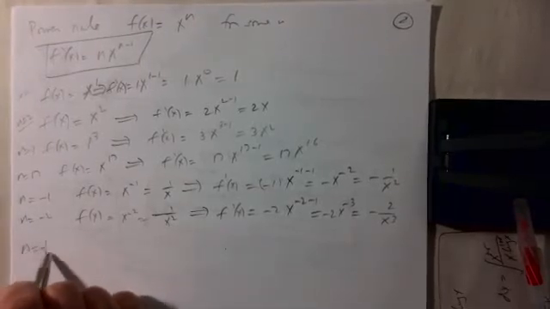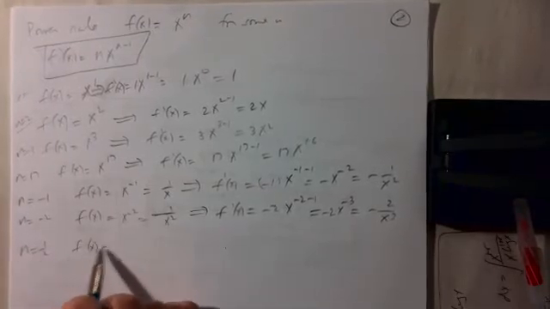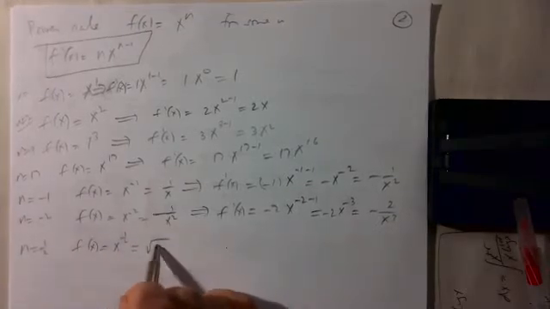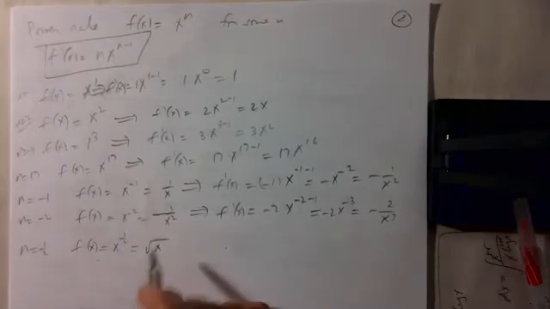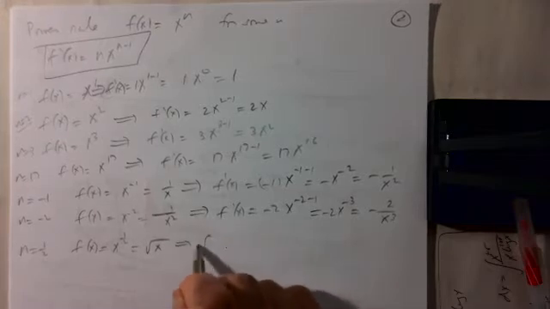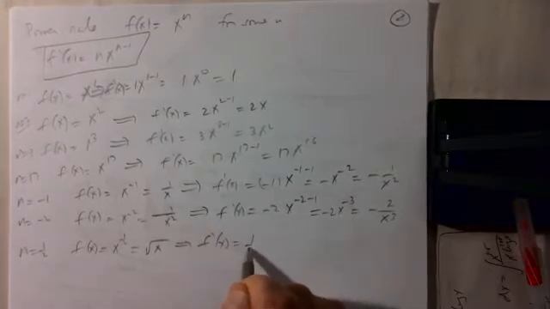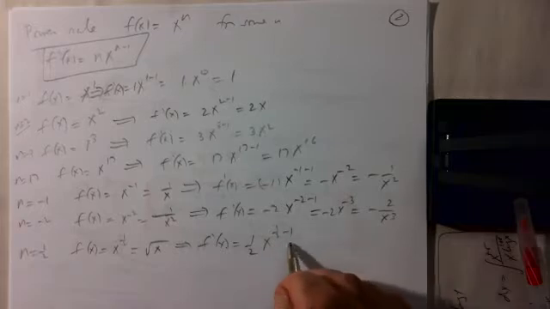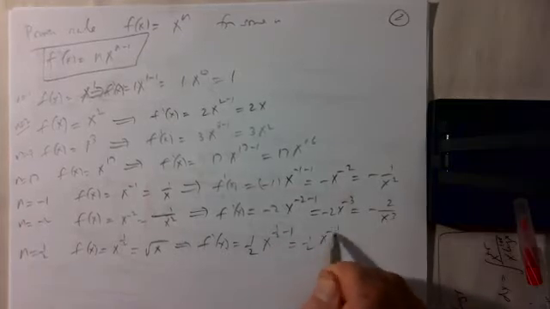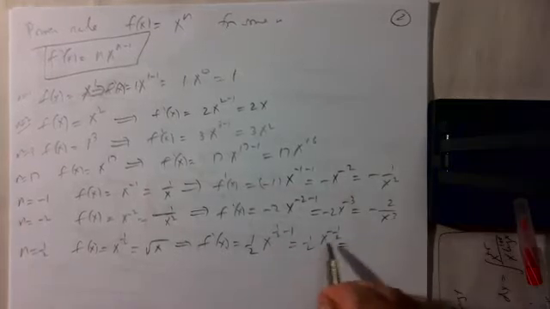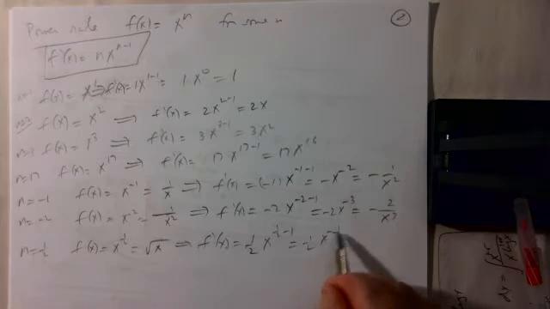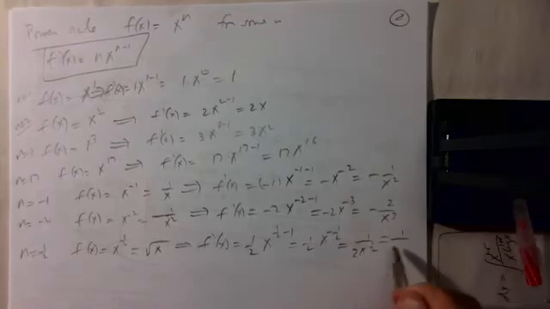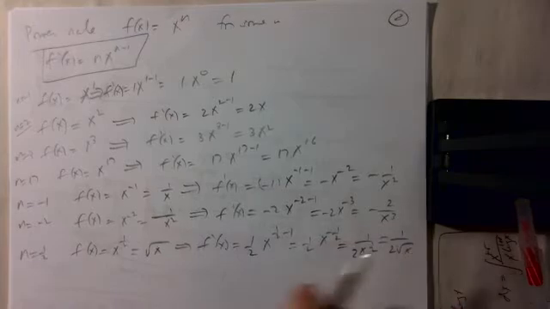Suppose n is a half. f of x is x to the 1/2. 1/2 means square root of x. So f of x is the square root of x. So f prime of x is 1/2 x to the 1/2 minus 1. That's 1/2 x to the minus a half. A negative exponent means 1 over x to the power, so 1 over 2 x to the 1/2, or 1 over 2 times the square root of x.